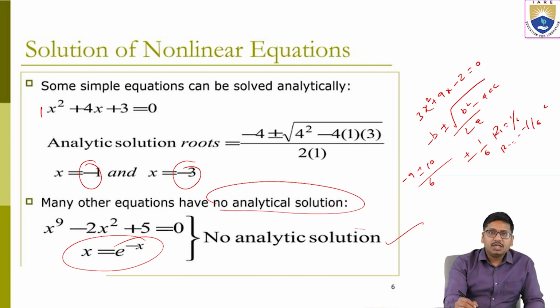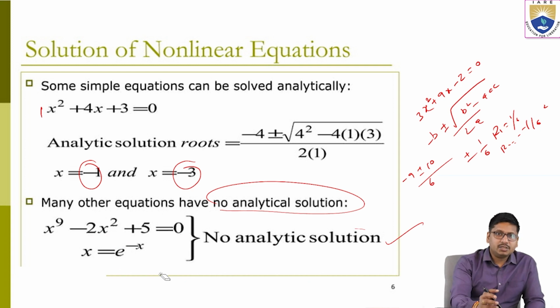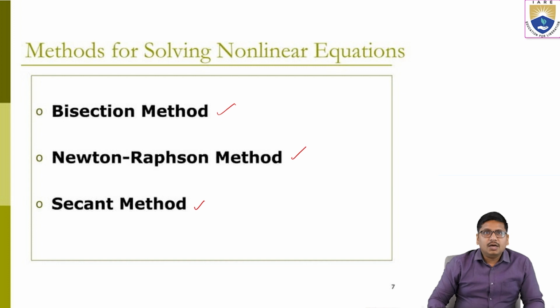And some other equations are like this: x power 9 minus 2xy plus 5 equal to 0, and then x is equal to e power minus x. So what about an analytical solution in this case? For these, no analytical solutions are available. And for these we are going to have different methods like the bisection method, Newton-Raphson method and then secant method. So what are this bisection, Newton-Raphson and secant?